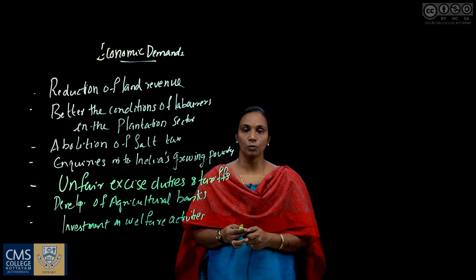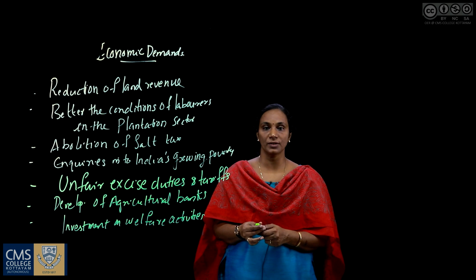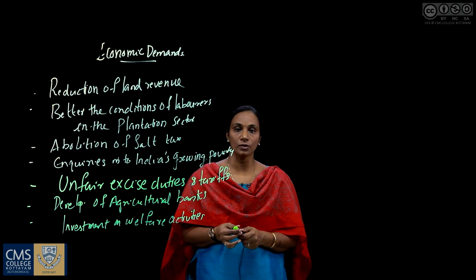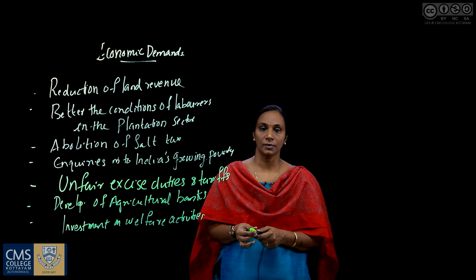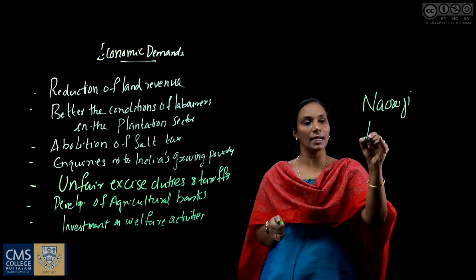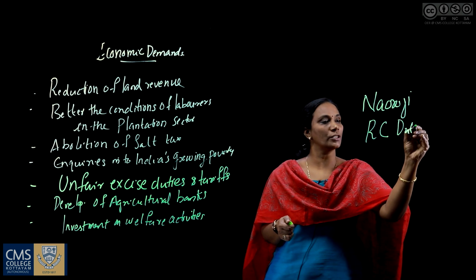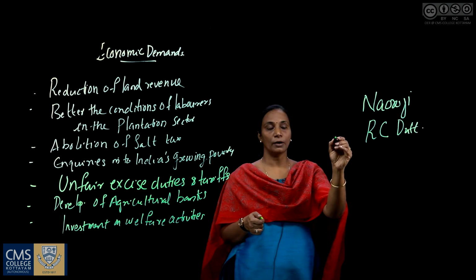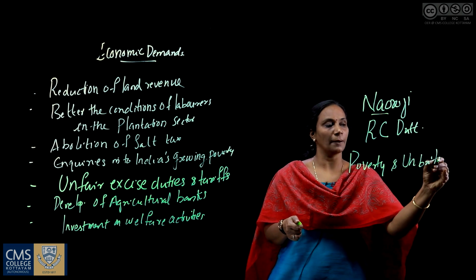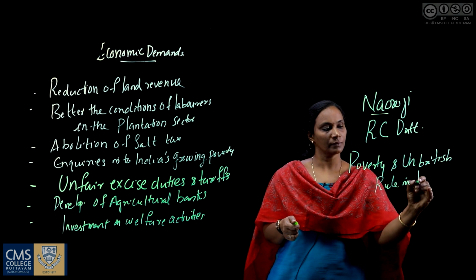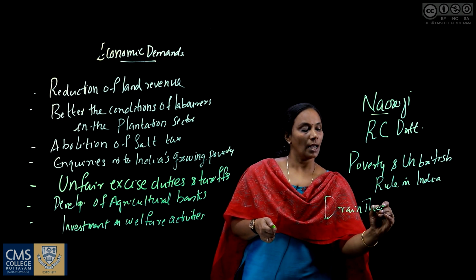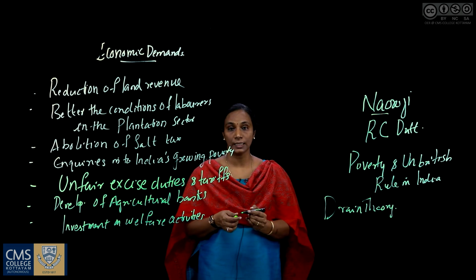Now, we can look into what are the economic demands put forward by these nationalists before the British government. Perhaps the most important political activity of the early nationalists was the economic critique of British imperialism. Leaders like Dadabhai Naoroji and R.C. Dutt carefully analyzed the political economy of British imperialism in India. We know the work of Naoroji, Poverty and Un-British Rule in India. In this book, he put forward the drain theory, and he exposed the exploitative nature of British rule in India.